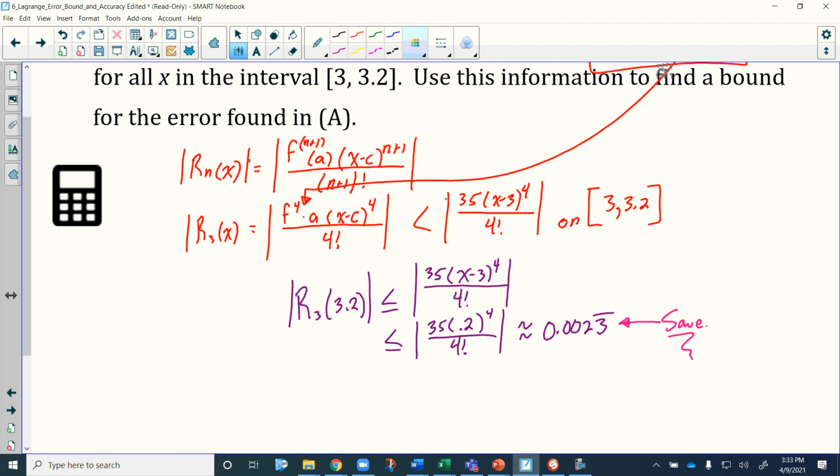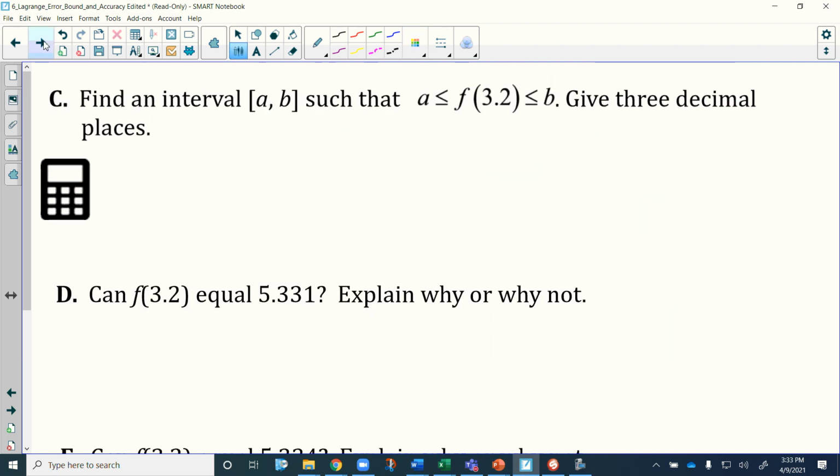Because what we're going to use is we've gotten an approximation with our third degree Taylor polynomial. We've established a value for the remainder, a value for the error of 0.0023 repeating. And now we can take that to help us establish our bound for the Lagrange error bound. And that's what part C is asking us to do. And that's really why we wanted to save those numbers on our calculator.